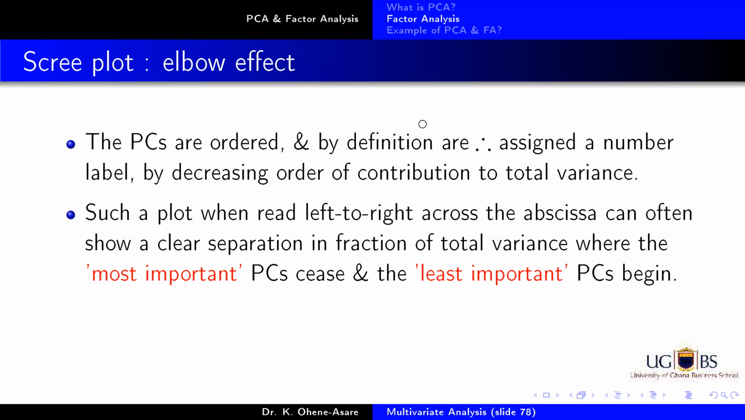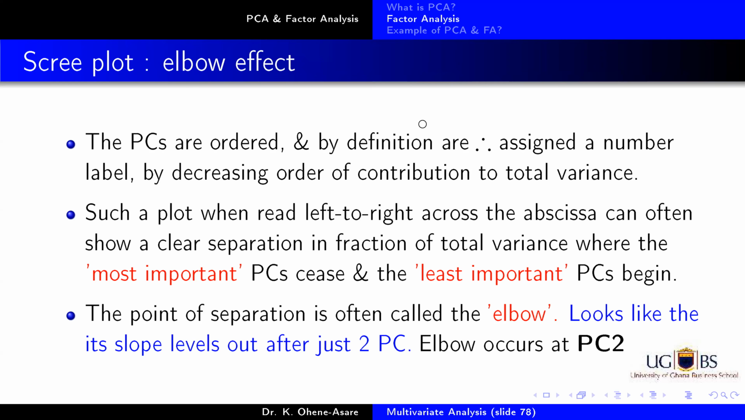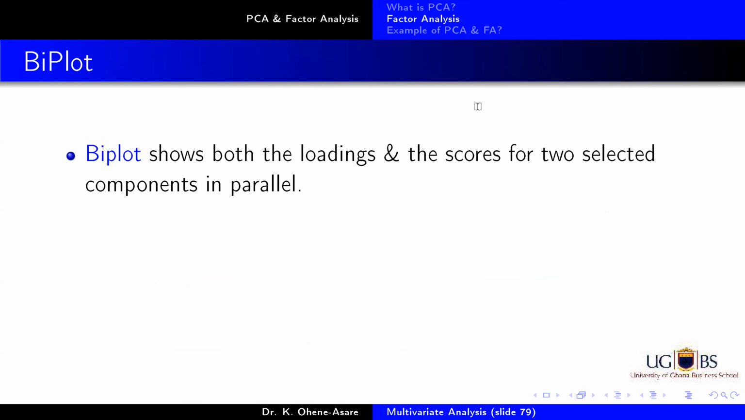Basically, in this very case, the point of separation, which is the elbow effect, it looks like the slope levels out after principal component 2. So we can say that only 2 components are extractable. That's what we can say for this very one. Now, it doesn't mean that every time in this world it is going to be only 2 components. Remember, life is not a straight line. Let's go to the very last one for today.